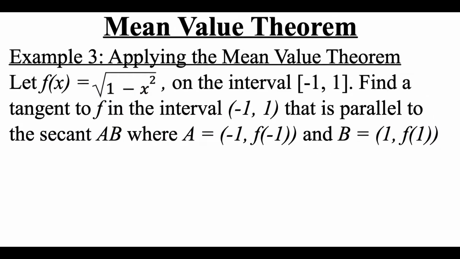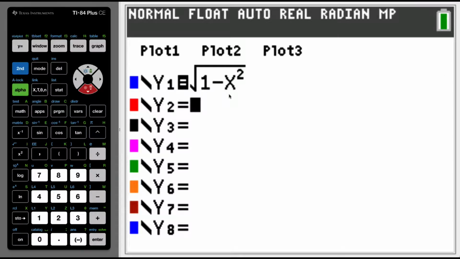In this example, we're going to take a look at the function f of x equals the square root of 1 minus x squared, and we're going to look on the interval from -1 to 1. And what we want to do is find a tangent to our function f on the interval from -1 to 1 that is parallel to the secant line AB, where A is the point (-1, f(-1)), and B is the point (1, f(1)). The first thing I want to do is graph this out to make sure that it meets the conditions for the mean value theorem. So in my y equals, I've got that function typed in.